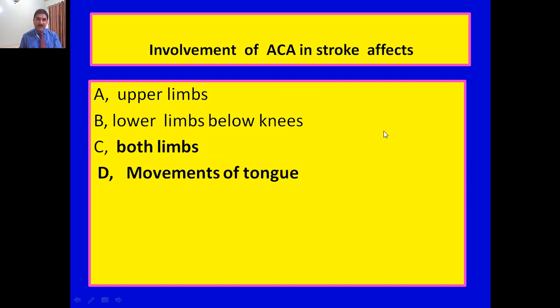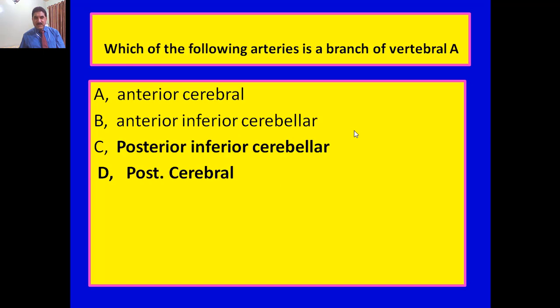Involvement of the anterior cerebral artery in stroke affects the upper limbs, lower limbs below the level of knees, both limbs, or movement of the tongue. The correct answer is lower limbs below the level of knees, as lower limbs are represented over the medial surface of the cerebral hemisphere supplied by the anterior cerebral artery.